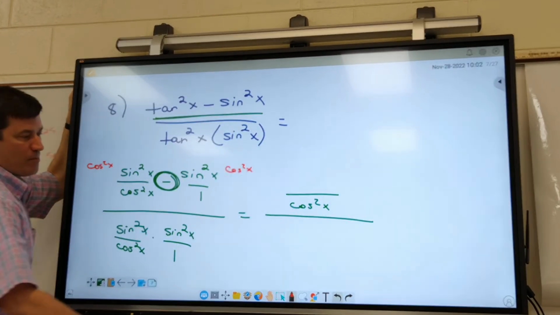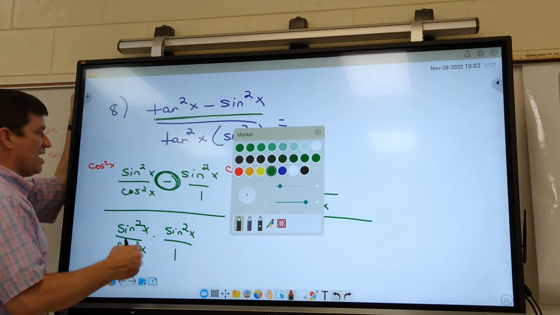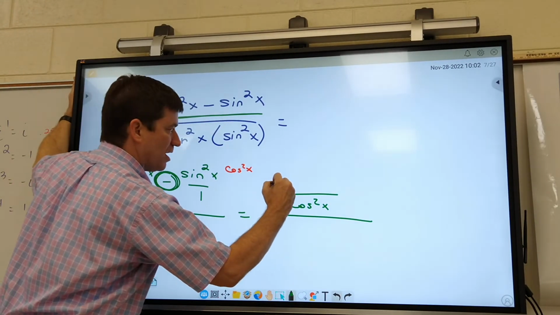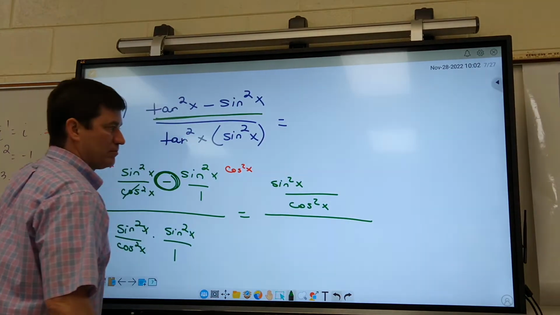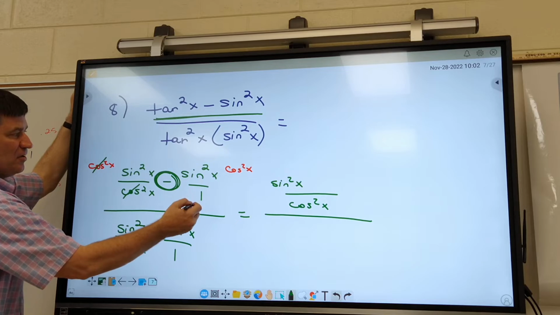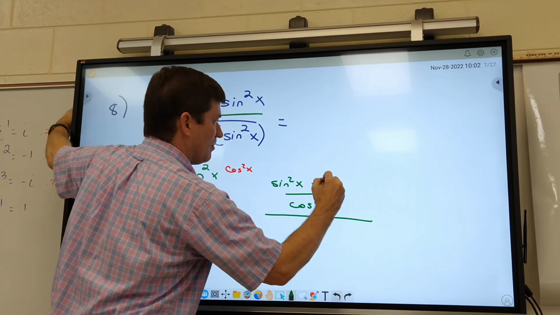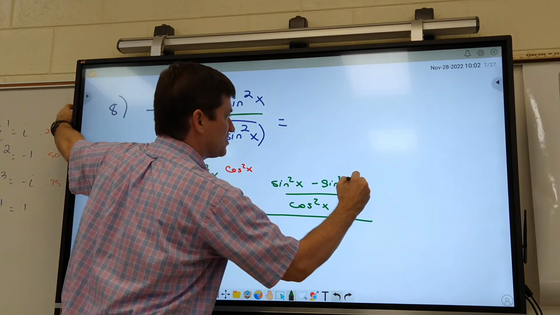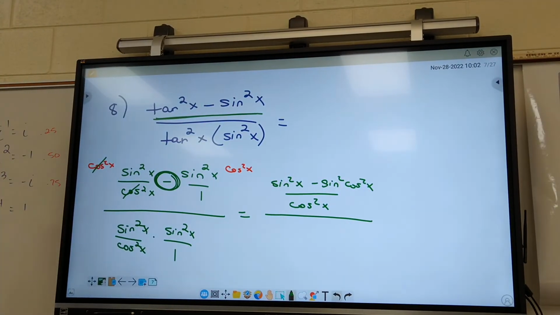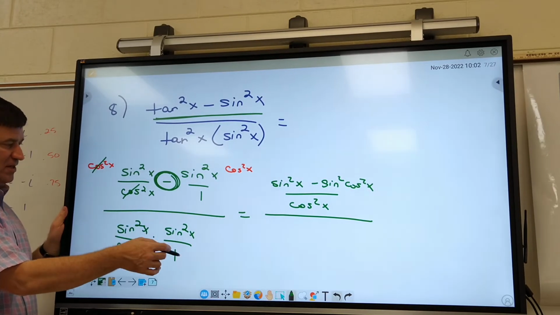All right, now here we go. Let's see what cancels out. These two cancel, right? Which means I can just bring over sine squared on top. All right, nothing cancels here, so I got to write them both down. Minus sine squared cosine squared. Just hang on the bottom. Nothing cancels on the bottom, does it, will it? Nope. I can't cross anything out.